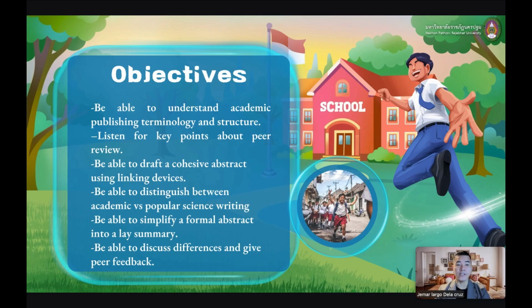The objectives of this unit are that you are able to understand academic publishing terminology and structure, listen for key points about peer review, and draft a cohesive abstract using linking devices. Next, you're going to distinguish between academic versus popular science writing, simplify a formal abstract into a lay summary, and be able to discuss differences and give peer feedback.